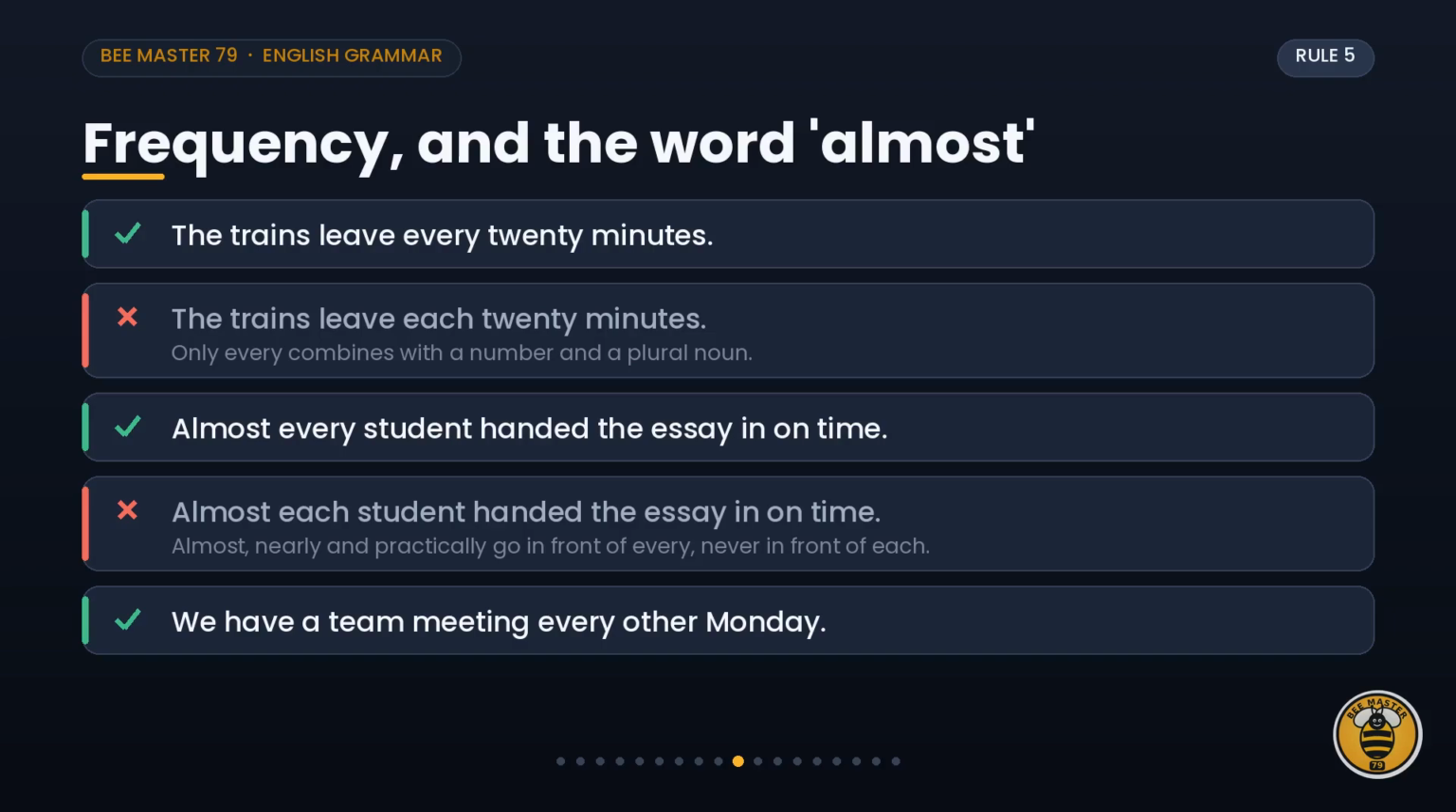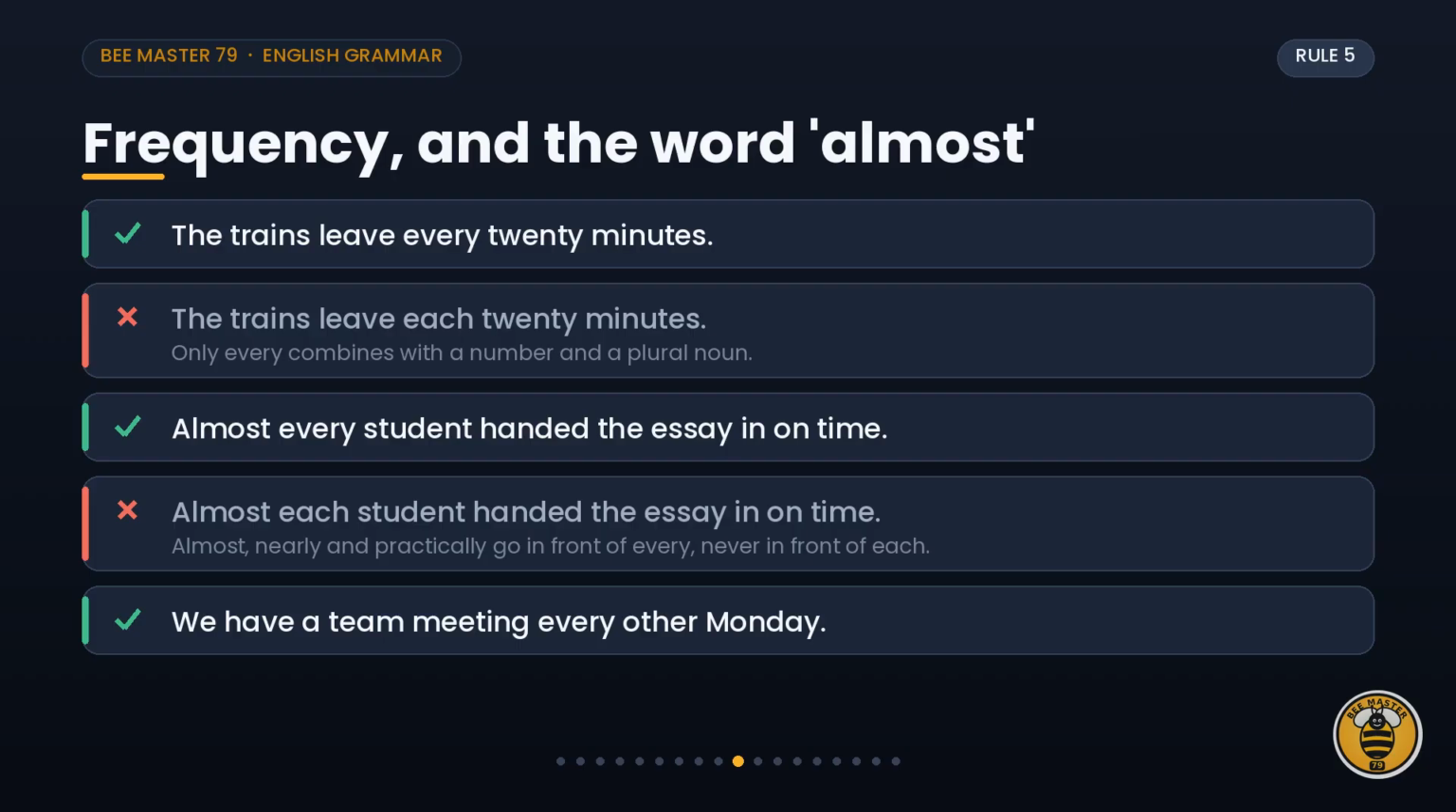Here is the frequency pattern in action, and one more thing that belongs only to every. The trains leave every 20 minutes. Swap in each and the sentence breaks. Now look at the third example. Almost every student handed the essay in on time.